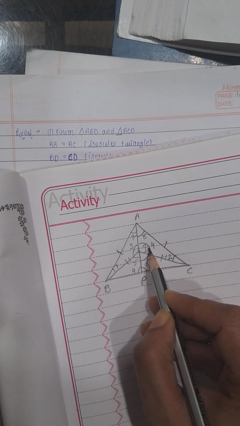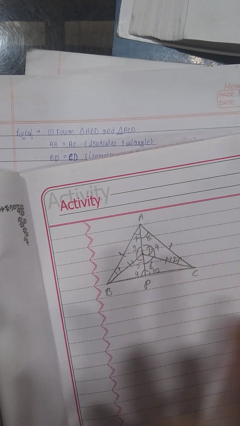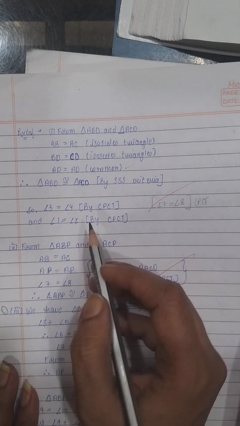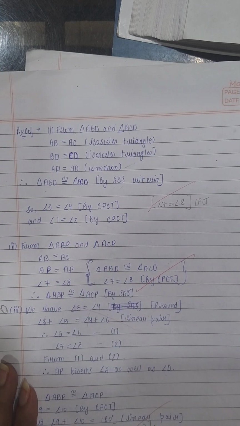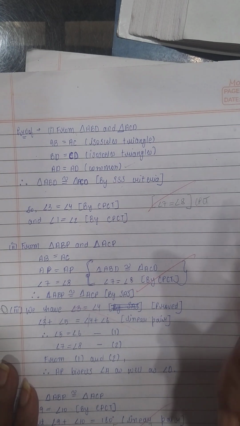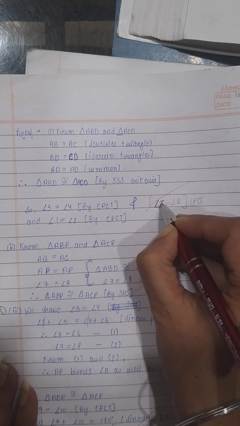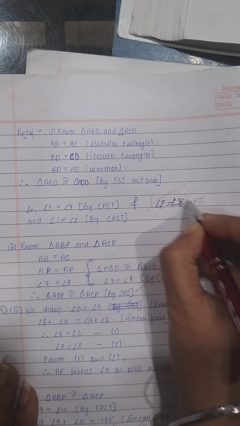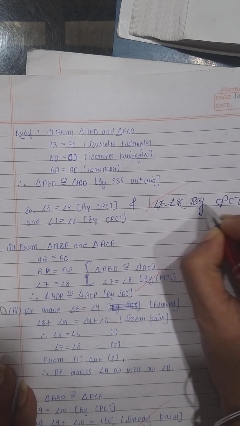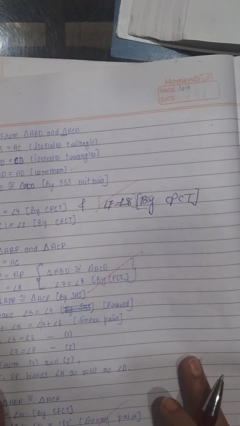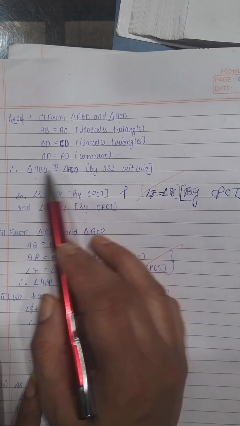3 is equal to 4 by CPCT, 1 is equal to 2 by CPCT, and 7 is equal to 8 by CPCT. So we have written here 3 is equal to 4 by CPCT, 1 is equal to 2 by CPCT, and I will write here angle 7 is equal to 8 by CPCT. Clear? Okay. So now from this, the first thing to prove, that these two triangles are congruent, is done.